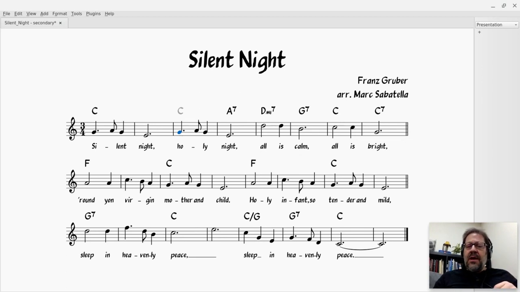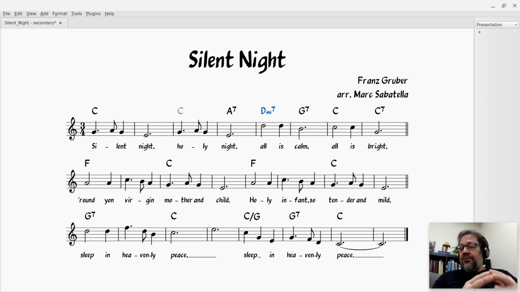Let's hear "Holy Night" and then "All Is Calm." Right? So that A7 on "night" leads really nicely into the D minor on "all." The A7 to the D minor. It's like 5 to 1.